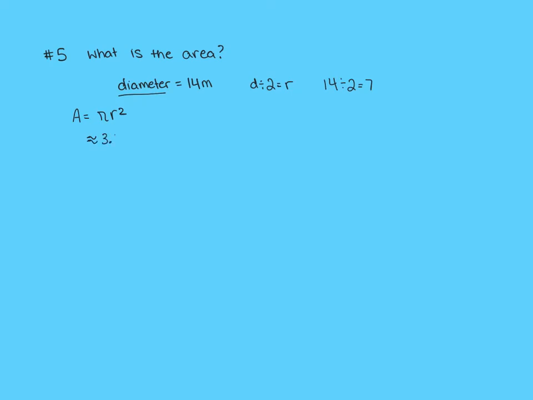So pi is about 3.14 times my radius, 7 squared, which means 3.14 times 49, and then I'm going to use my calculator for the last step. 3.14 times 49 is about 153.86. Remember, we need units, so my unit was meters, and because it's area, I need to use meters squared.